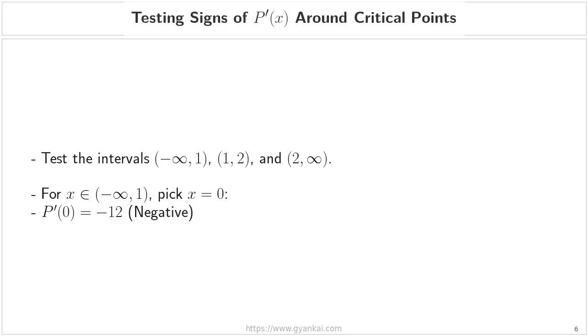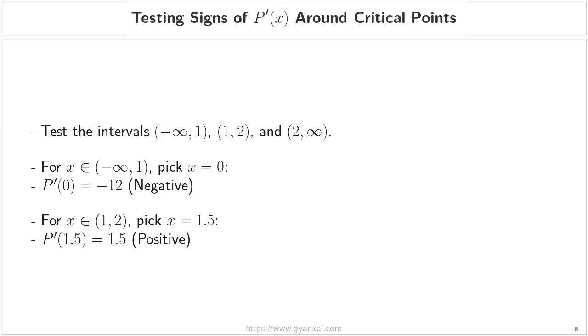First, let's examine the interval from negative infinity to 1. To find the sign of the derivative in this region, we can select any test value. Let's use 0. When we substitute 0 into the derivative function, p prime of 0, we get negative 12. Since this result is negative, it indicates that the profit function is decreasing in this first interval.